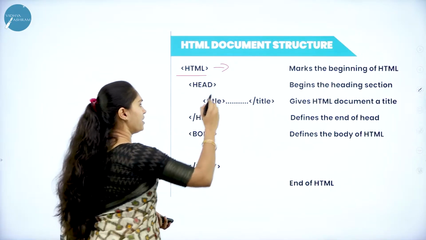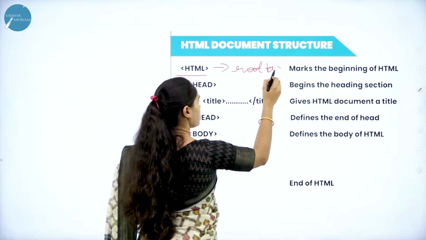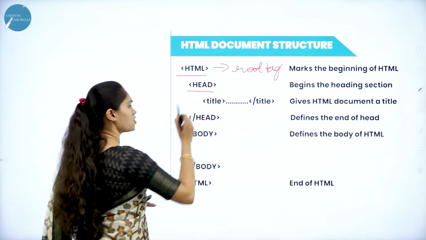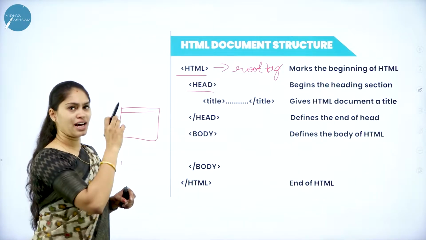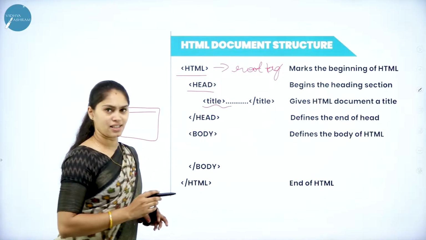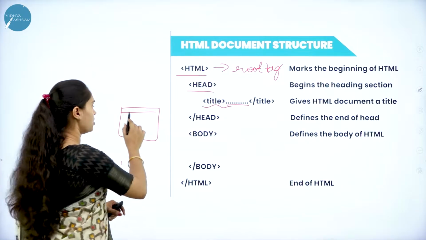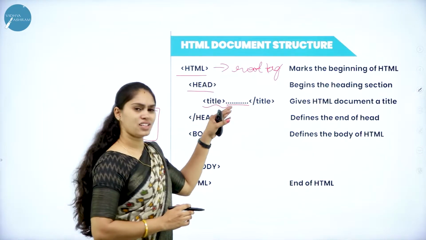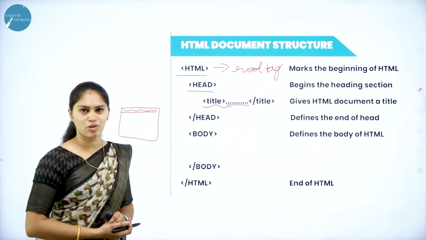So HTML is also considered the root tag. Under this HTML, we have head. If you see any web page, at the top we have a heading. Within this head, we have one more tag called title. Within this title, I can give the title for my web page. This is the title we are going to give for the web page. After giving this title, I have to close the title tag. Then how are we going to close the title tag?